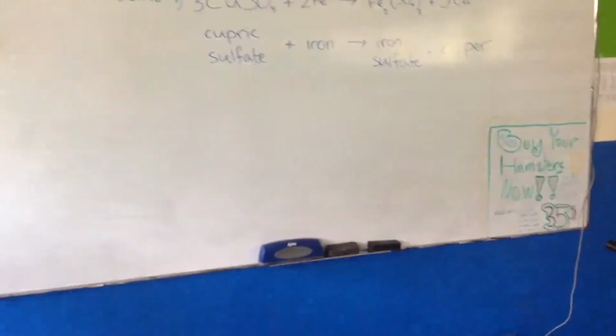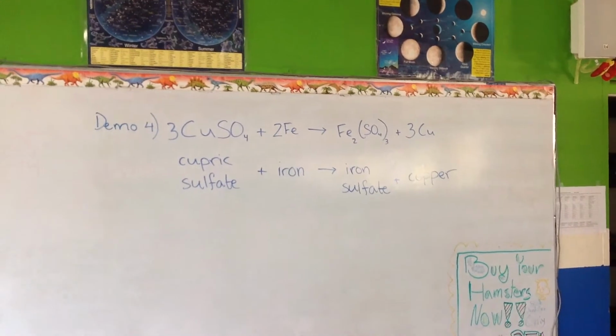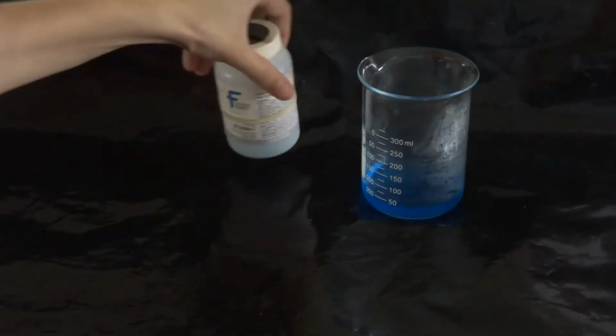Here is your equation. Make sure you write it down, and we're going to go ahead and get started. We're going to be mixing copper sulfate. This is a solution of copper sulfate with water, and it's a little bit warm right now, so you can kind of see steam coming out. That's a solution of copper sulfate and water.